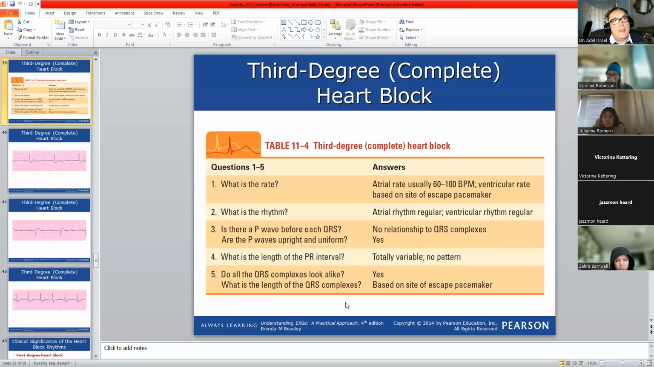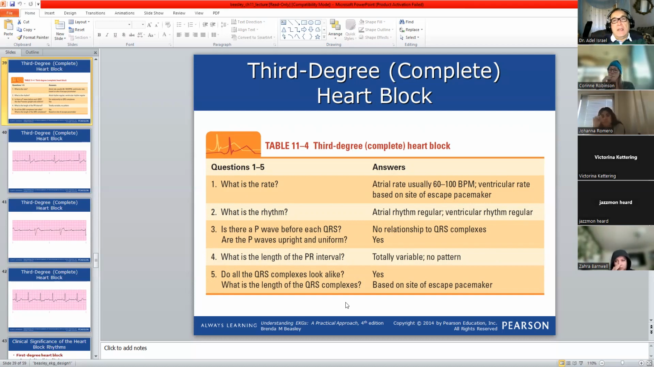Then we have the golden slide. As I told you, you have to review, and we find the heart rate: the atrial rate is going to be 60 up to 100 beats per minute, and the atrial rhythm is regular because it is sinus, but the ventricular rhythm may be regular or irregular. And there is no relationship between the P and the QRS. And the PR will, of course, vary, and there is no pattern.